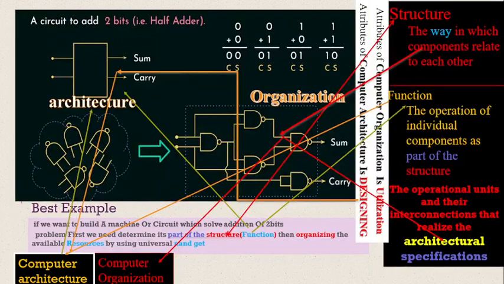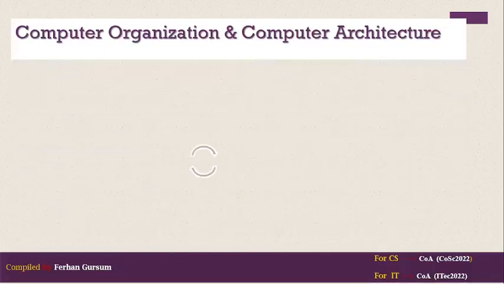You see, function, what? The operation of individual components as part of the structure. Part of structure, okay. And this is directly connected with what? With computer architecture. When we say structure, look at the way in which components relate to each other. It is a way in which components are related to each other. That is directly connected with what? Computer organization. But if we say part of structure, we are speaking about a function. That's architecture.